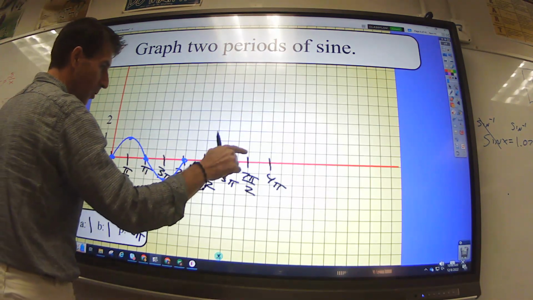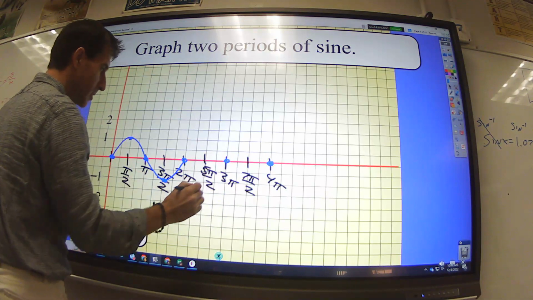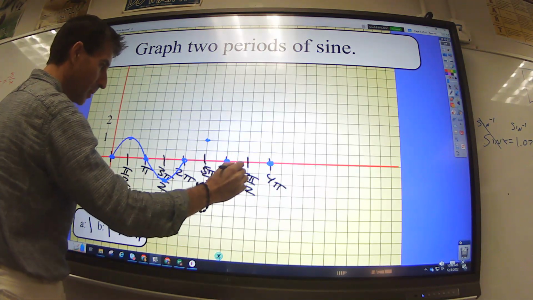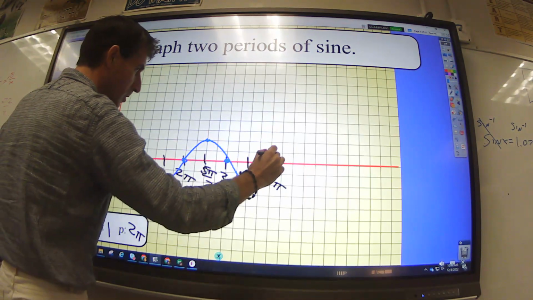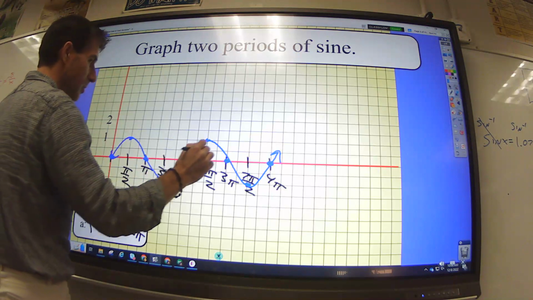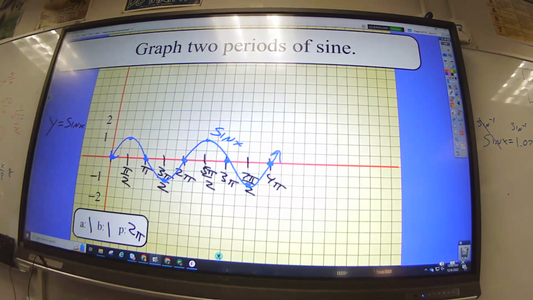1, 2, 3, 4, 5. First is 0. Last is 0. Middle is 0. Up 1. Down 1. Curvy. No lines.